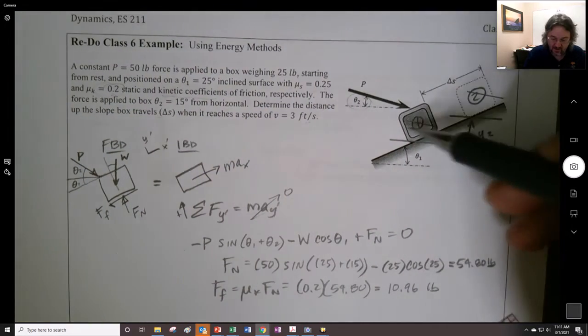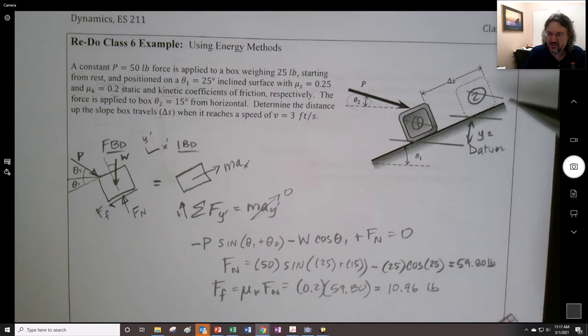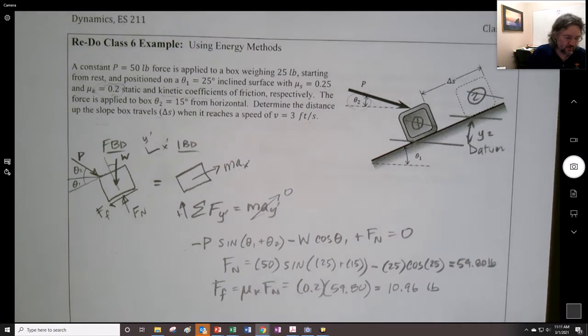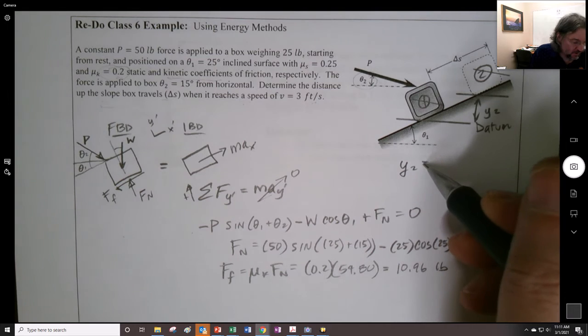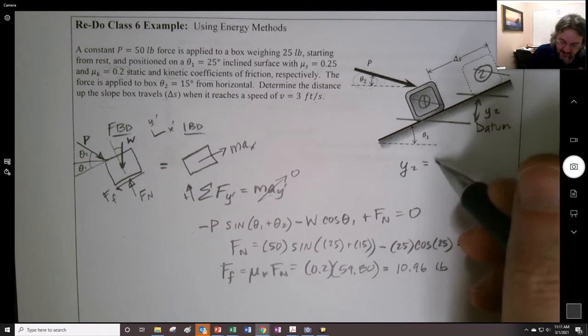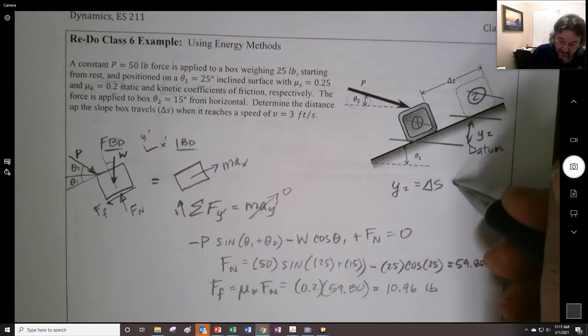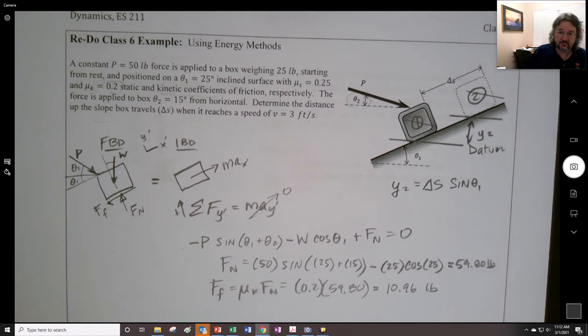So the center of gravity moves the same as this bottom corner. Whatever seems to be a convenient place to take it is a good idea, but just making sure that it's consistent between the two places. And so that vertical distance, that y2, is really going to be the delta s that I'm calling it, I call it right here, times the sine of theta 1.